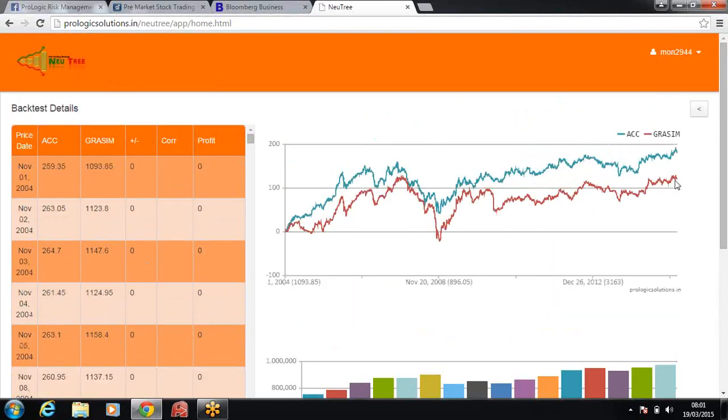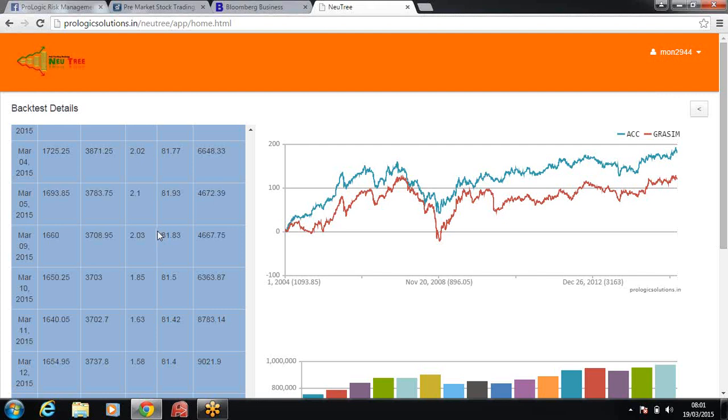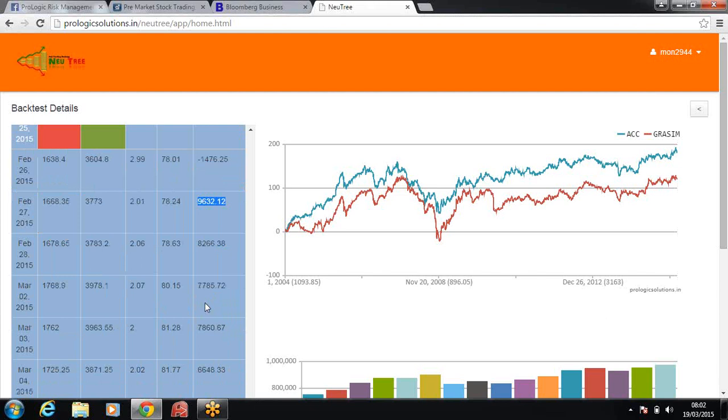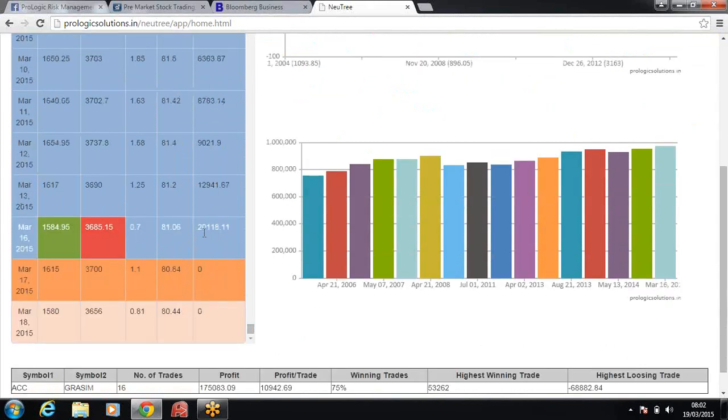So ACC is outperforming Grasim. You can see these 2 arms here. So the trade got generated on 25th Feb. 3 is the z-score. So around 2 is the z-score here, the second day. So that's around 9,600. But this is a very good trade actually. So March 16th trade closed, but giving you a profit of around 20,000 rupees on each lot.